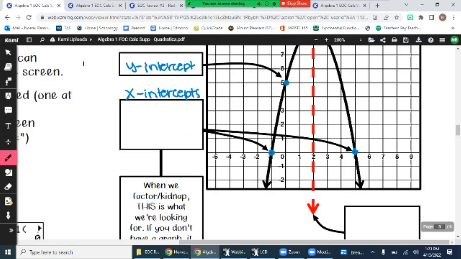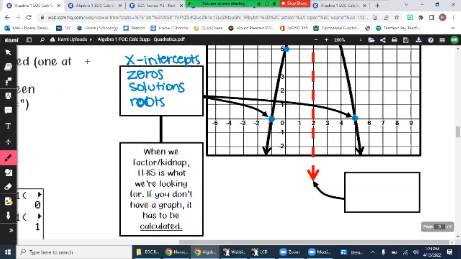They're pointing to the x-intercepts, once again known as your zeros, your solutions, and your not so popular word, roots. Obviously, if you're given an actual graph, answering this question would be as easy as finding the numbers -1 and 5, and saying, okay, my zeros are -1 and 5, or my solutions are -1 and 5.